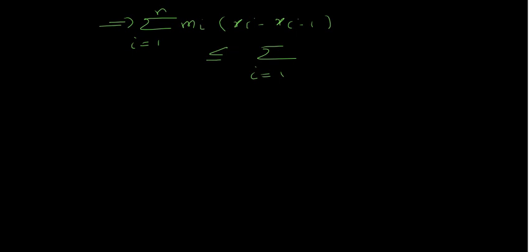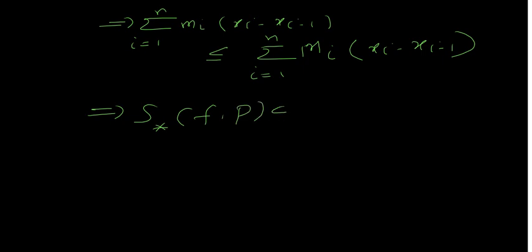So this implies the summation i runs from 1 to n of small mi into xi minus xi-1 is less or equal to the summation i runs from 1 to n of capital Mi into xi minus xi-1. But this one, this is the lower sum, S lower star fP is less or equal to S upper star fP. So for any particular partition, lower sum is less or equal to the upper sum with respect to that partition.